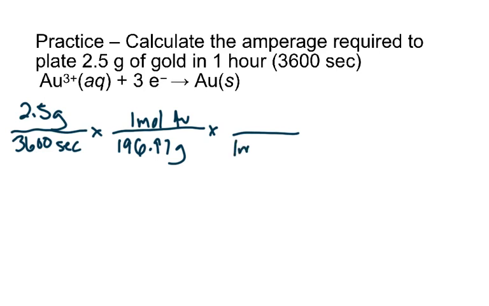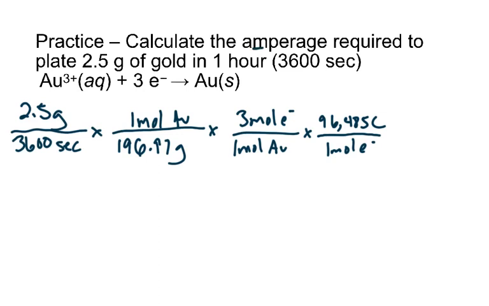Then we know that for every 1 mole of gold, we have 3 moles of electrons, and 1 mole of electrons is 96,485 coulombs, and amps is coulombs per second. So if I check my math here, grams, moles of gold, moles of gold, moles of electrons, I'm left in coulombs per second. So if I do all of that math, I'm going to end up with 1.0 amps.